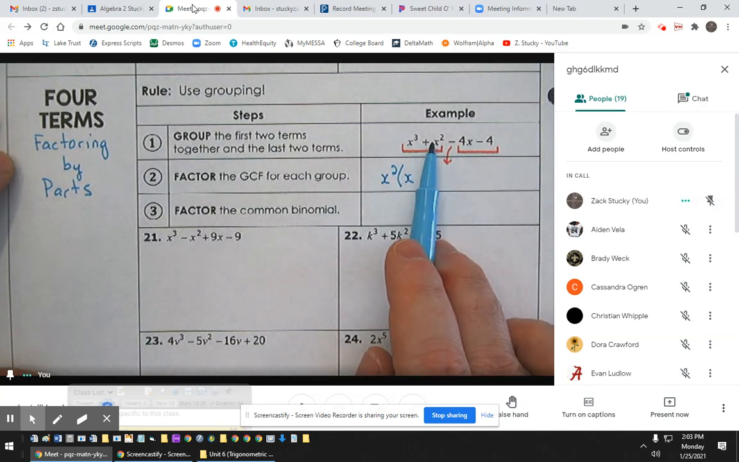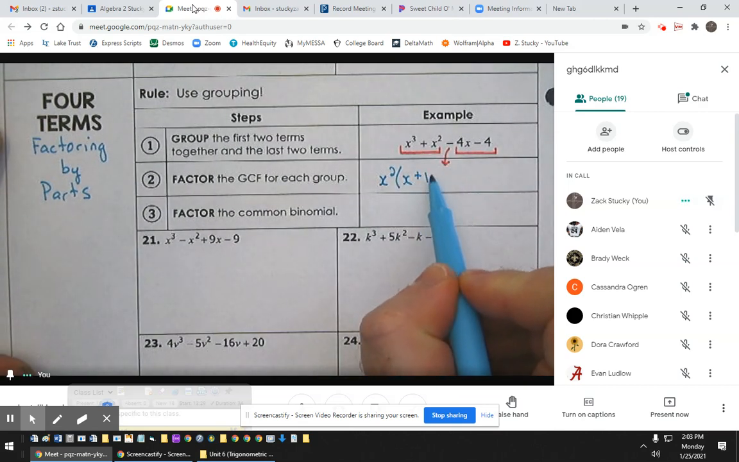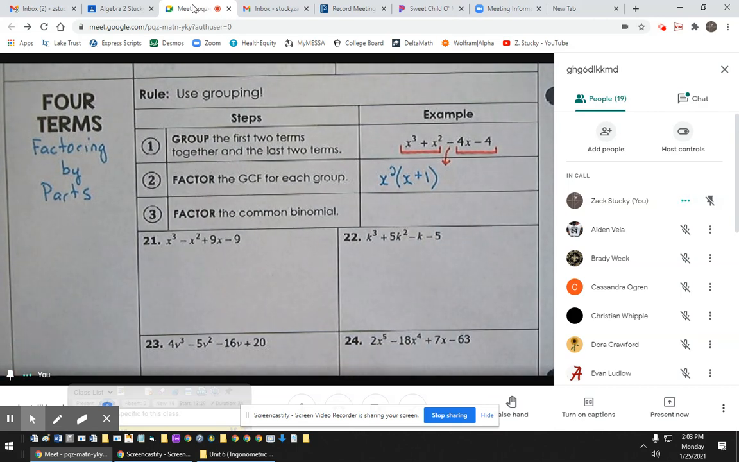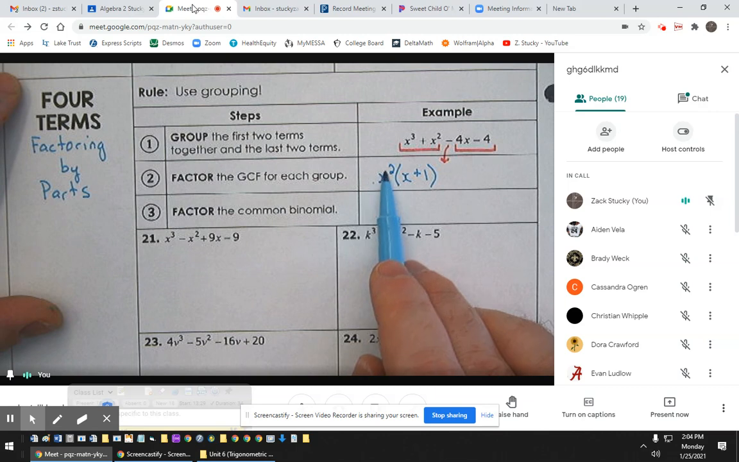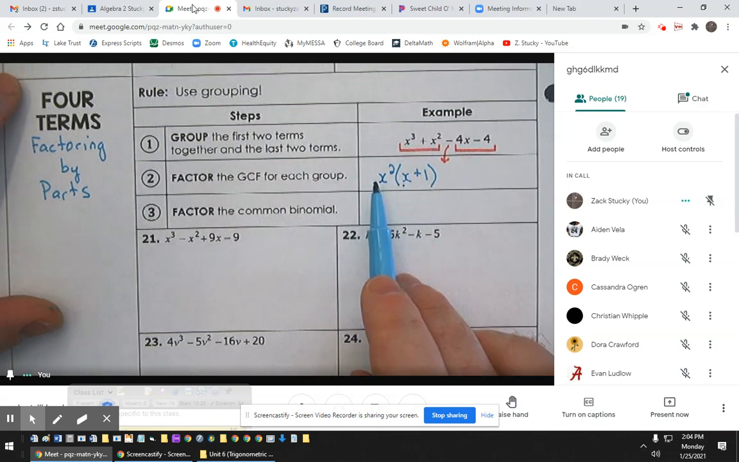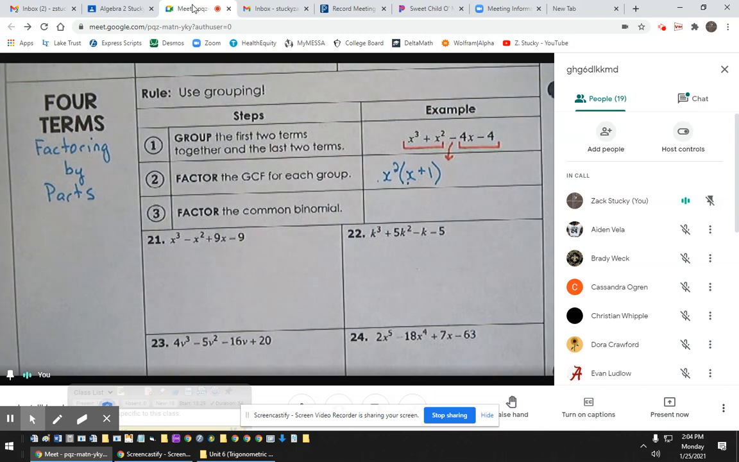If I took 2 x's out of this, what does it leave behind? 1. Not 0, not nothing, but 1. Does that make sense? If you don't believe me, distribute. Just distribute. You should always be able to distribute and get what you had before. X squared times x is x cubed. X squared times 1 is x squared. We got what we had before.